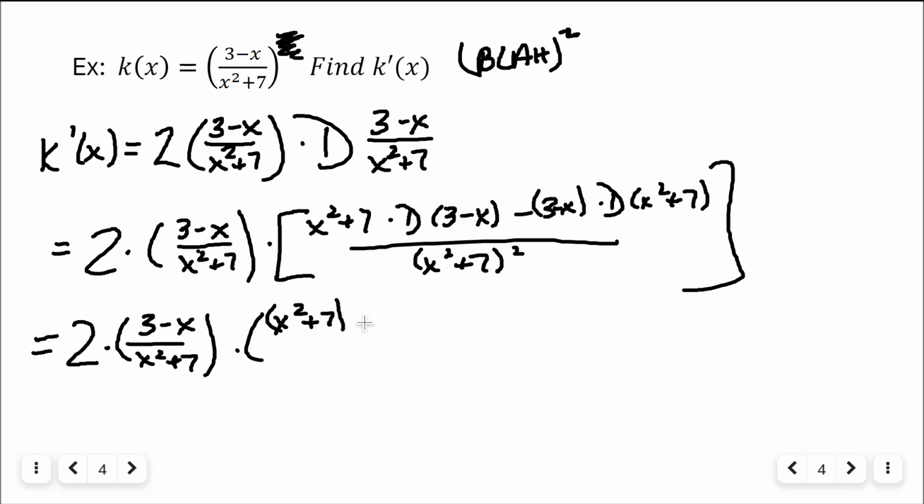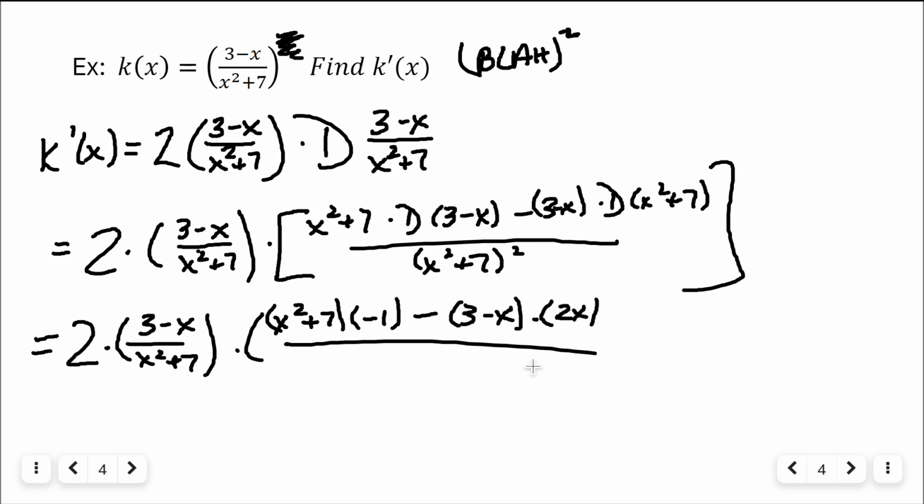The derivative of 3 minus x, derivative of 3 is 0. Derivative of negative x is negative 1. Minus 3 minus x. The derivative of x squared plus 7 is 2x all over x squared plus 7 squared.